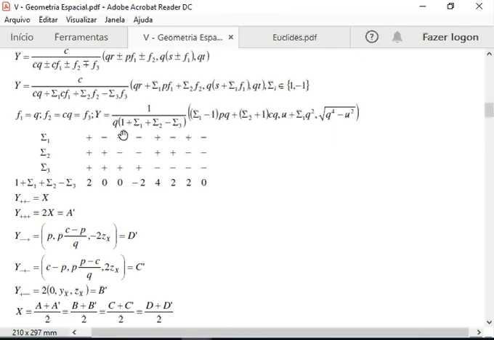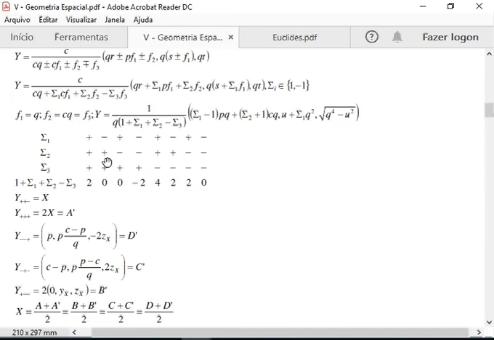We know big Y is, substituting F1, F2, and F3, this thing. Sigma 1 minus 1, PQ. Sigma 2 plus 1, CQ. U plus sigma 1, Q2. Square root of Q4 minus U2.